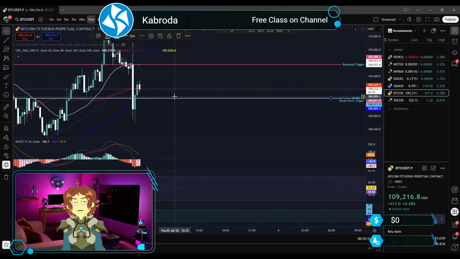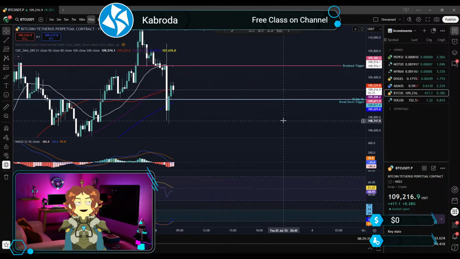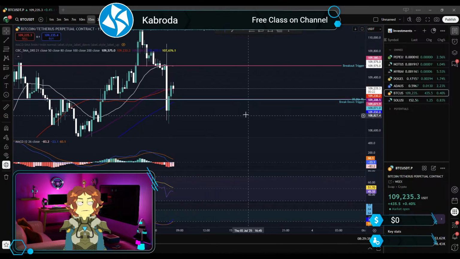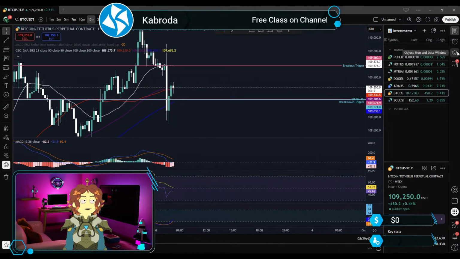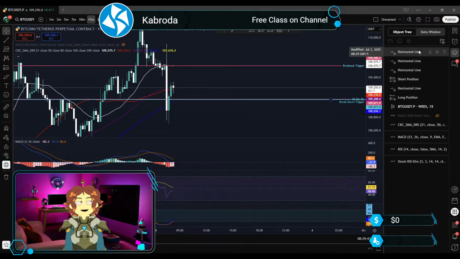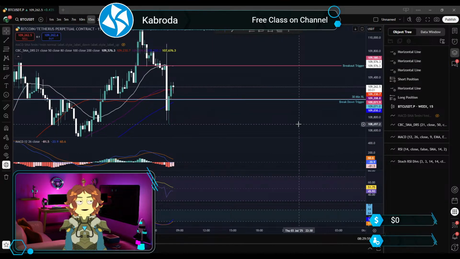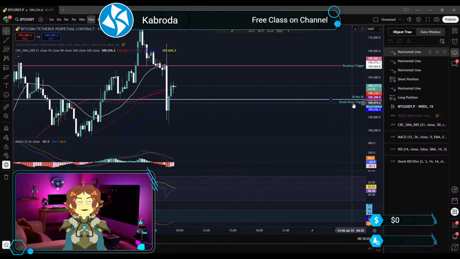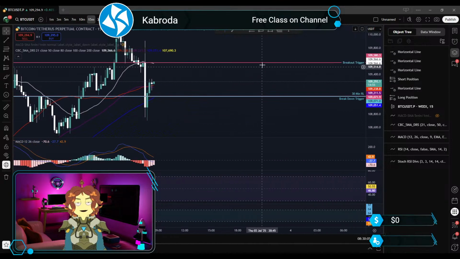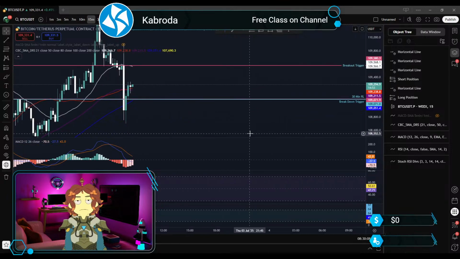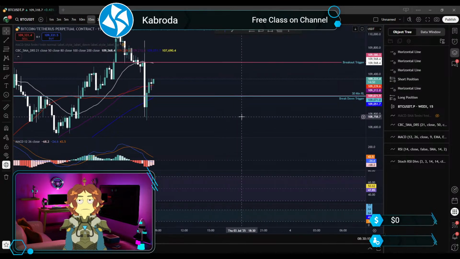So if they're so close like this and you cannot click the one below and you want it, go over to this right here, the object tree. Click on it, and now you can see all three of my lines. So I want this one, and I'm going to do settings. See, now I have that line, the 30-minute low, and we're going to put that one on the top. Now you can see we got the 30-minute low and then the breakdown trigger. You could have done that with this one too. Be pretty easy, but we'll stick with what we have for right now.